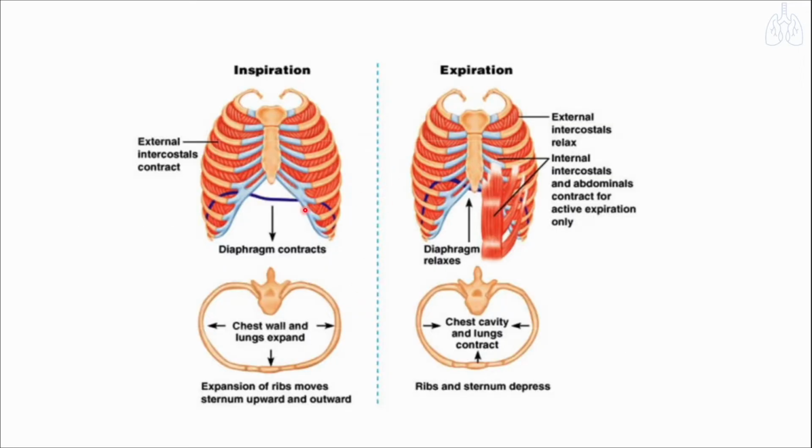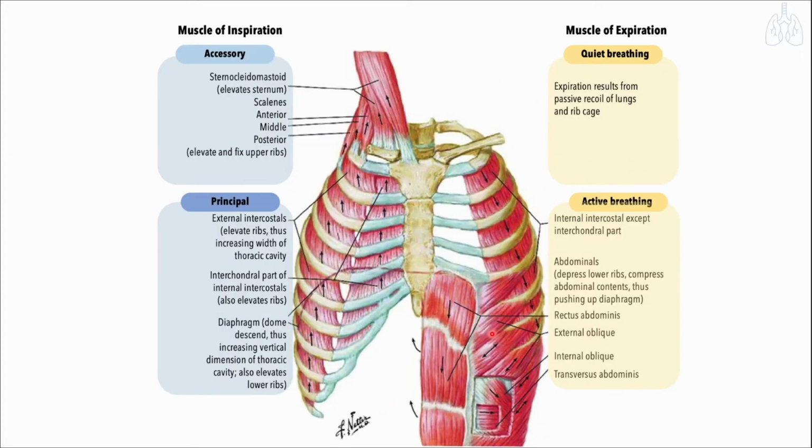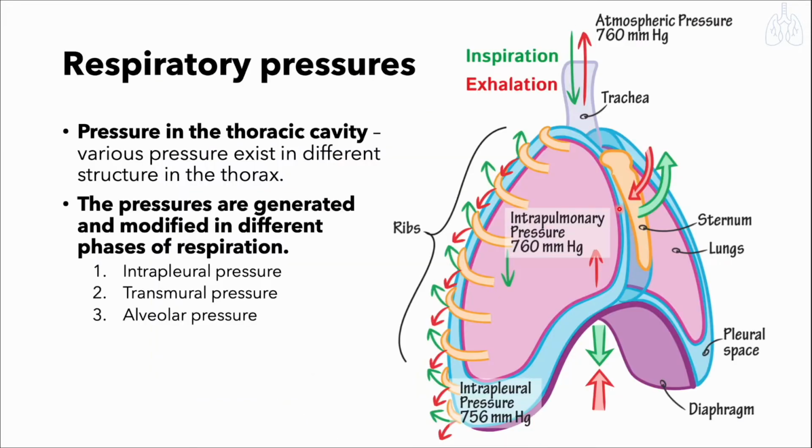So these are the structures of inspiration and expiration. You can see that the chest wall and the lungs expand, and then they are reduced in volume during expiration. When the volume reduces, the pressure in it is high, and it is going to push the air out of the lung. This is just a summary for the muscles of inspiration and the muscles of expiration. So remember, muscles of expiration are only used during active breathing.